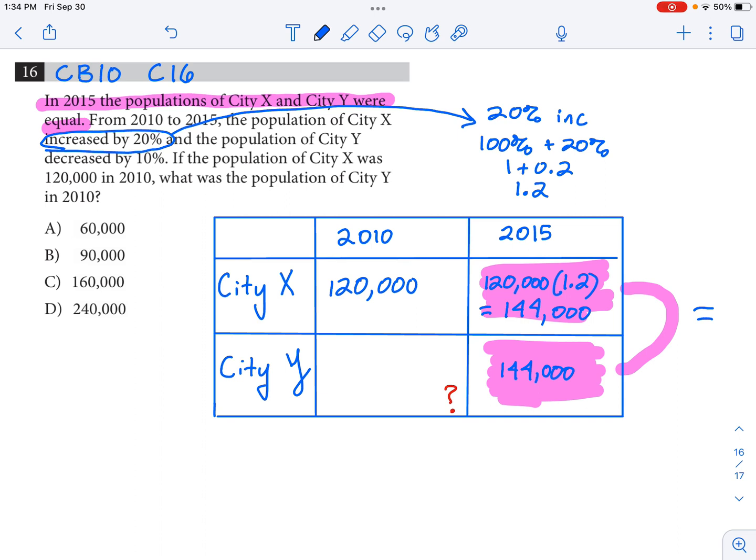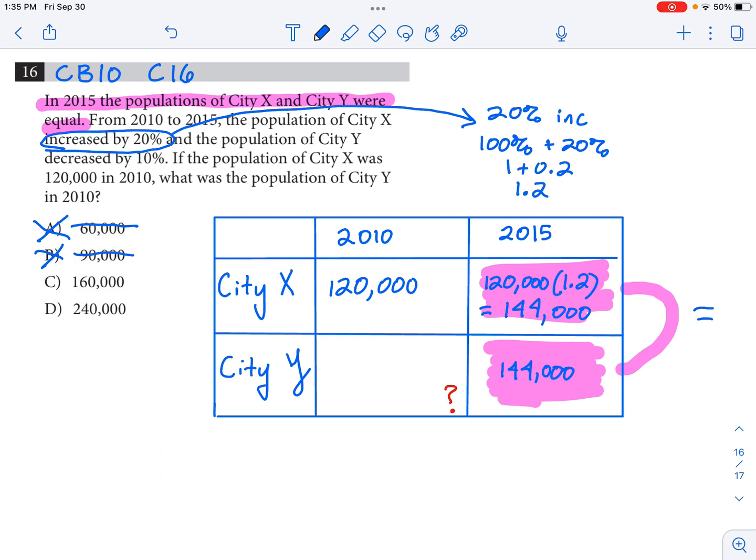Now think about what's going on here. City Y has its population decreasing from 2010 to 2015. So whatever the answer to this problem is going to be, it's going to be greater than 144,000, right? We're going to have a big number here that's going to be smaller when we go to 2015. So I know the answer is not A, because 60,000 is smaller than 144,000, and it's not going to be B, because 90,000 is less than 144,000. So I already know two of these answers are for sure wrong, but I'm going to set up an equation to figure out what's going on here.